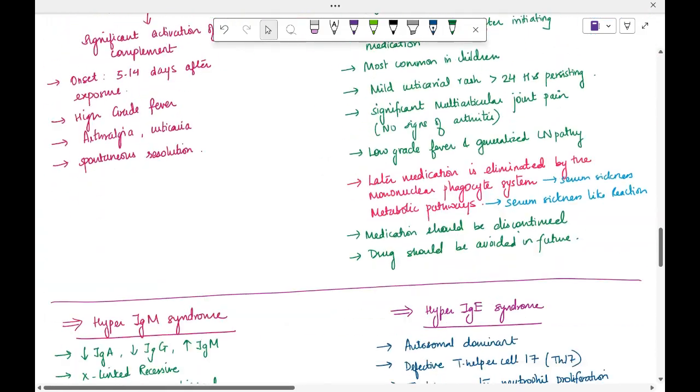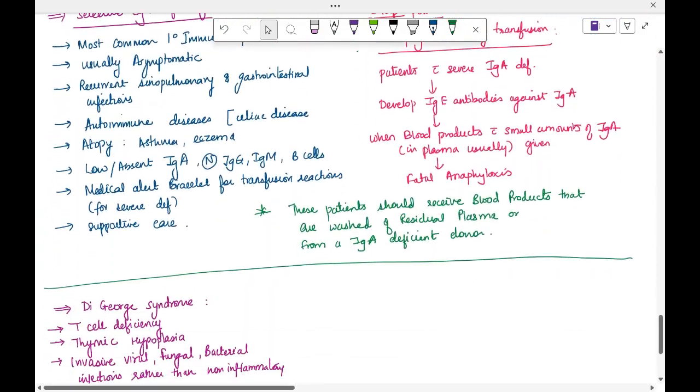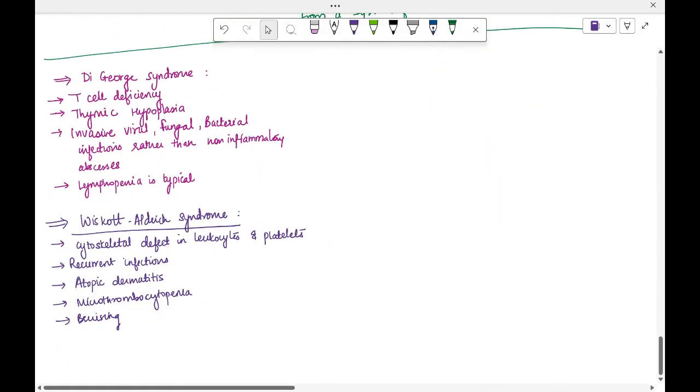The other ones are also very simple. That is the DiGeorge syndrome. Here we know that there is thymic hypoplasia, which causes T cell deficiency. This is an isolated T cell disorder. So obviously, for whatever infections, you need cellular immunity. That is viral, fungal, bacterial. So they will be invasive rather than non-inflammatory. And then lymphopenia is typical, because you don't have the T cells, so you have lymphopenia.